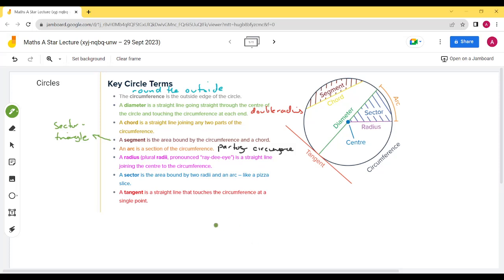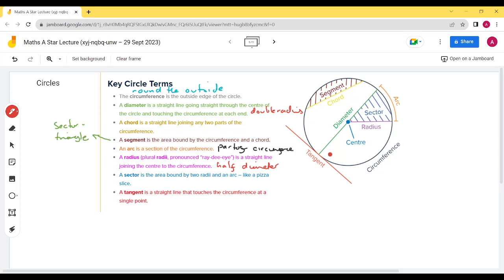And then we've got our other terms here. We've got the radius. We mentioned the diameter is double the radius, and by the same logic, the radius is half the diameter. It's a straight line which goes from the middle out to the edge. So these two are in relation, and you need to know these when you're working out things like area and circumference of a circle.